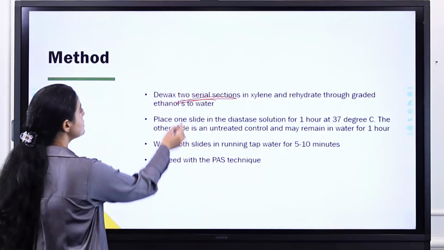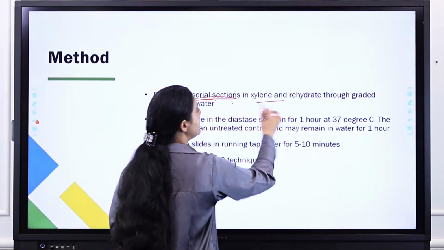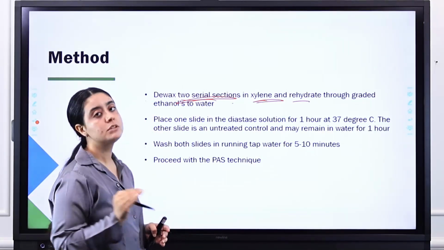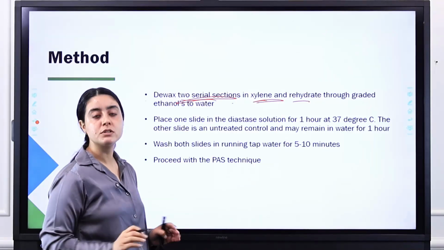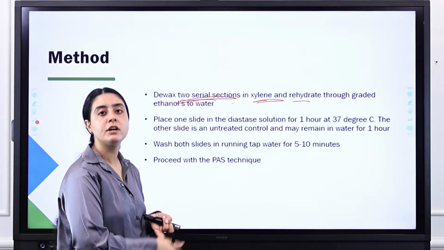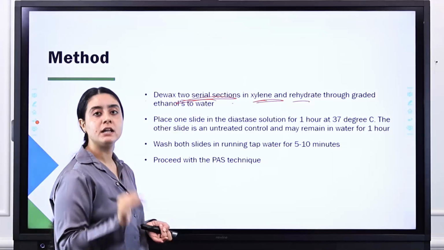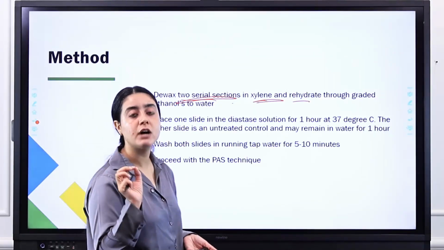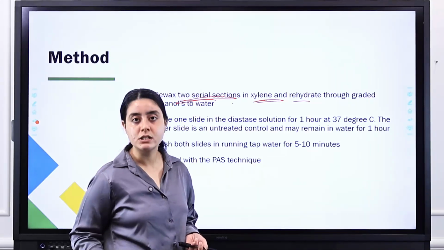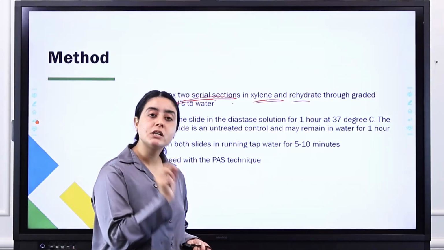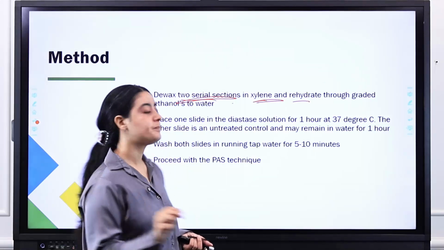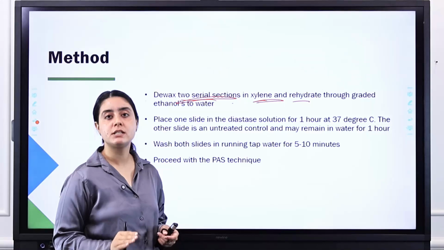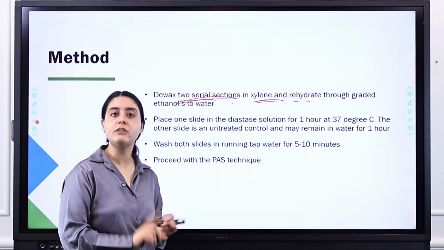DVAX 2 serial sections in xylene and rehydrate. Again, obviously we have to rehydrate when we continue with the staining. All procedures are the same. There is no need to be confused. First we fix, we rehydrate, and we have two solutions, the primary dye and the counterstain. All steps will be the same. What you have to learn is the particular reagents, the principle, and the use of each and every stain. And we have to wash our slide after every step. So there are similar steps, but you have to be clear with your principles and reagents.